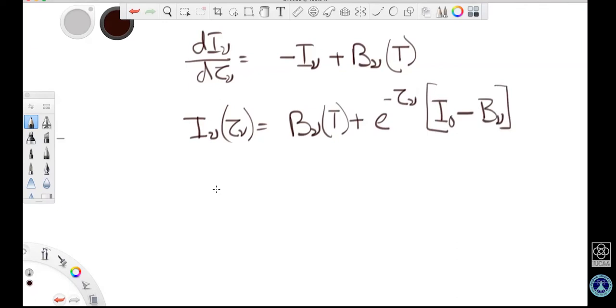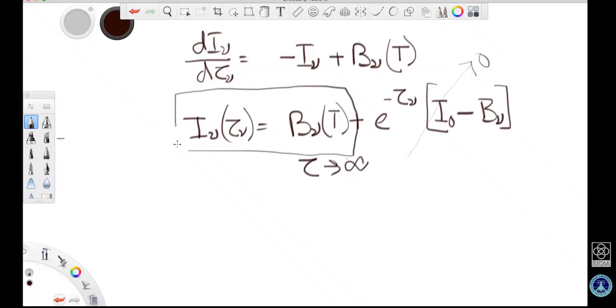Which means what? If tau is very large, then this term will go away and I'll get only this. That's the blackbody radiation. Remember, we've been saying that when matter is in thermal equilibrium, the radiation that I get is blackbody radiation. Which means the optical depth is very, very large, and this is going to happen only deep inside the star. And we will actually quantify this.